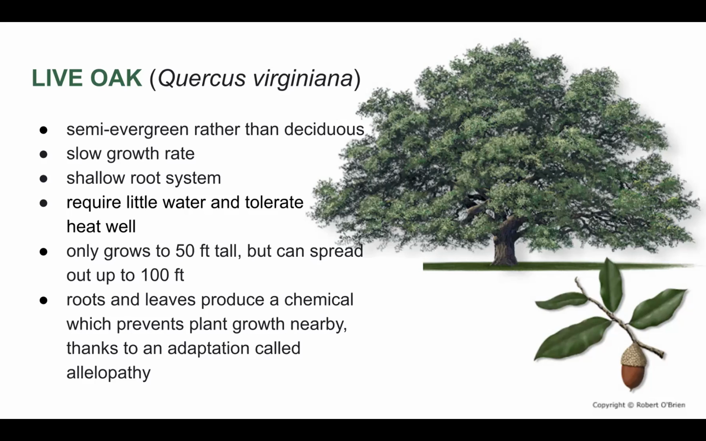And then one other interesting characteristic of this tree is that it produces a chemical which prevents plant growth nearby, thanks to an adaptation called allelopathy. So if you ever try to plant anything underneath this tree, it's going to have a real tough time growing because of that chemical that the tree produces.